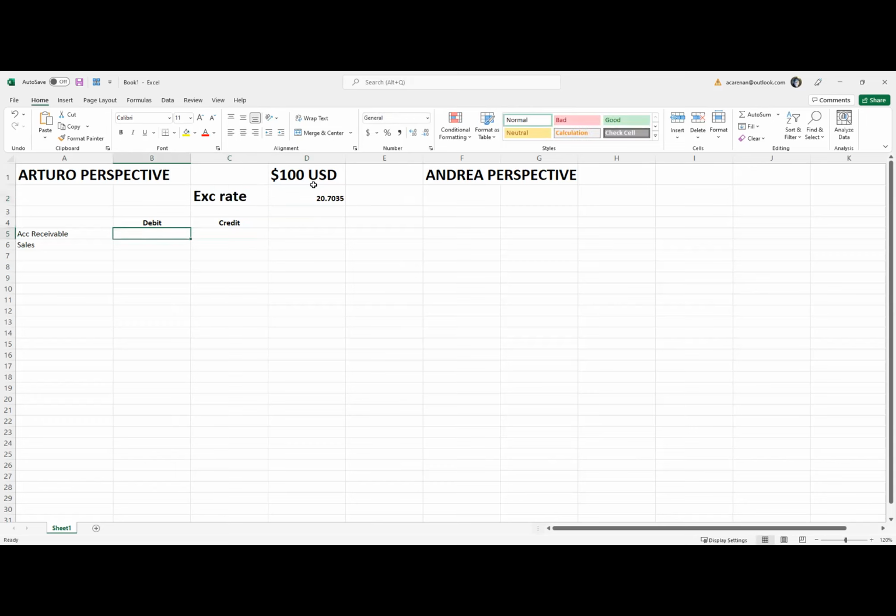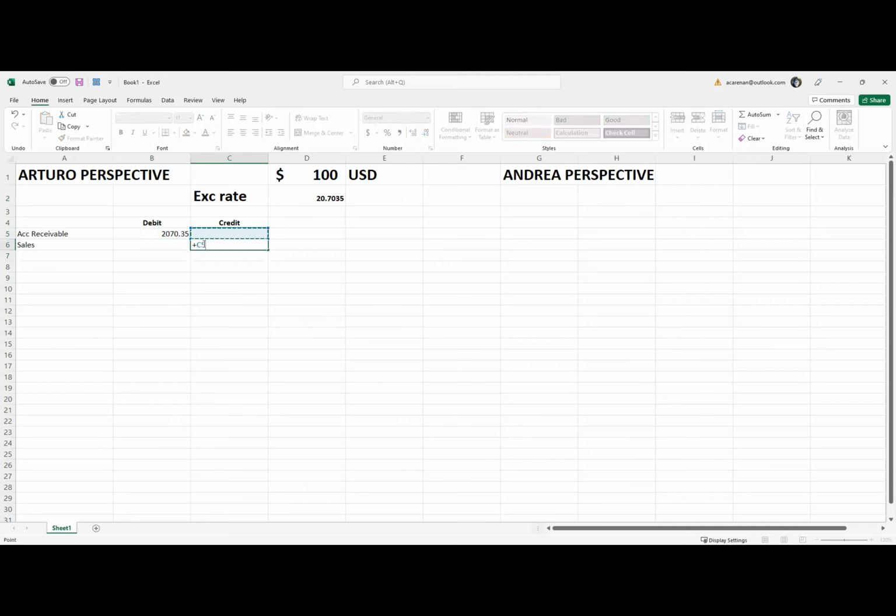So our friend Arturo registered $100, let's put it a little bit cleaner so I can automatize it, times the exchange rate. That's what he registered in the accounting system. Guys, this is how we actually do it. So technically, is that dollars or pesos?